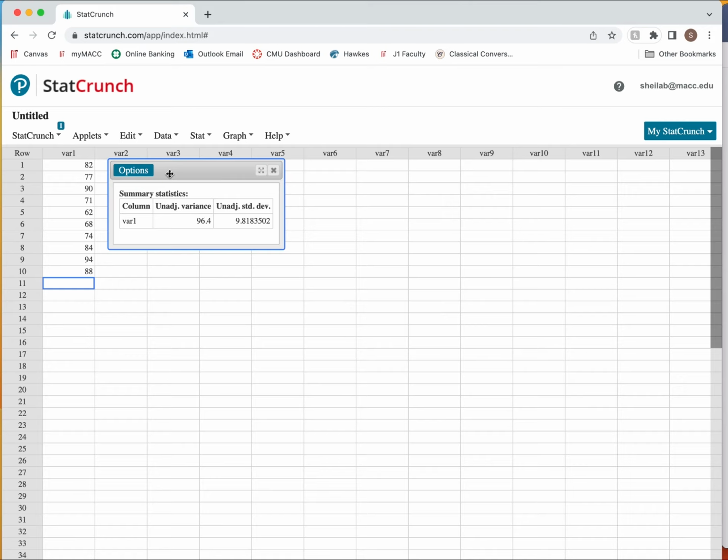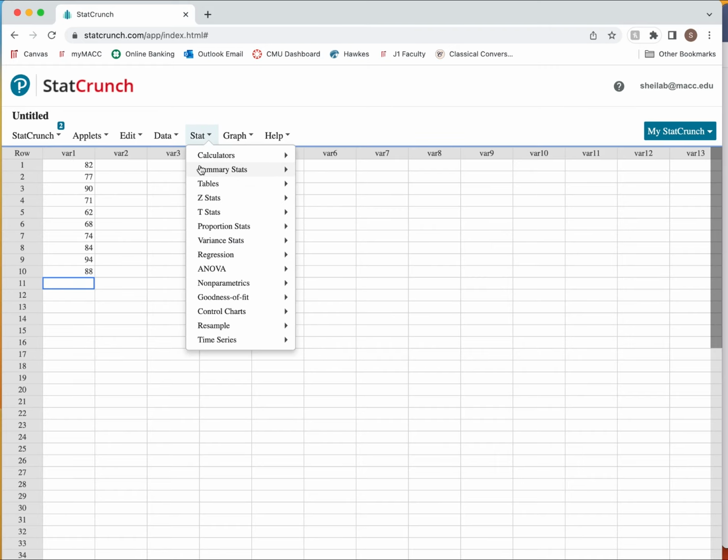Now I'm going to pull this over here and see if I can make this a little bit bigger for us so that you can see it bigger on your screen. Nope, it's not letting me. So do you see this right here? 96.4 and 9.818 as you go through here. That is the unadjusted and the unadjusted. Now I want to show one more thing to you here. So back under Stat, Calculator, Summary Stats, Columns.